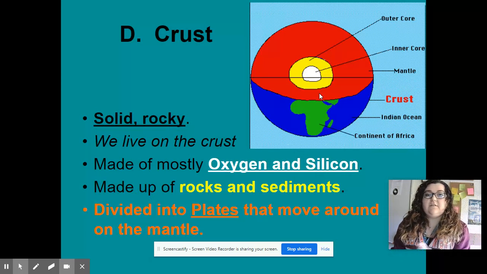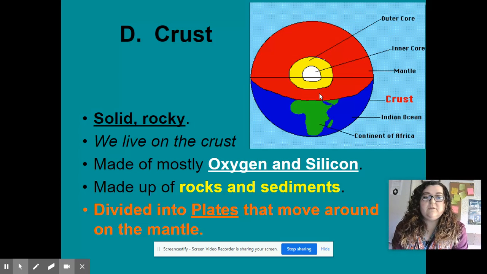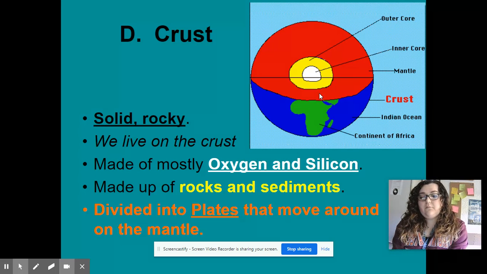So for D, the crust. This is the part that we live on. So the crust is solid and rocky. So that's going to be your first blank. We live on the crust. It's made of mostly oxygen and silicon. So whenever we talked about mineral groups, this would be your silicates and stuff like that. And of course, we've got a lot of oxygen. We've got oxides. We've got an O in a majority of the minerals, and then of course in water. So in the crust, there's a lot of oxygen and silicon.